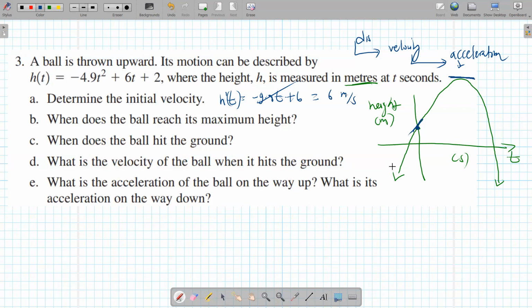You find the second derivative? No. Second derivative has to do with acceleration. Maximum height is right here. Look at the displacement-time graph. You see maximum height? What happens at the max height? There's a turning point, right?